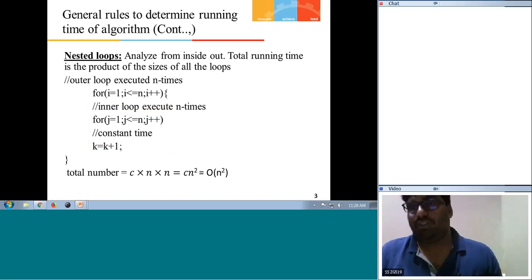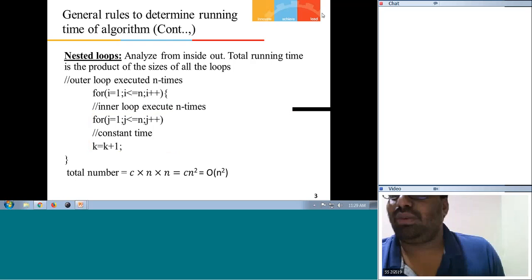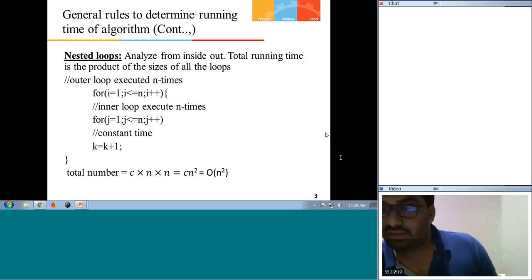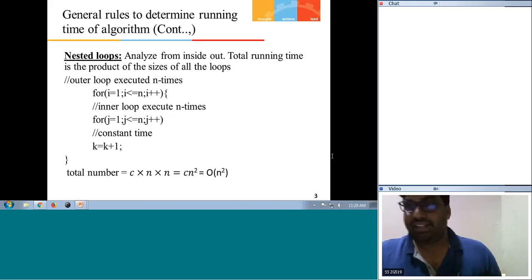Now someone had a question. Instead of writing order of n square, can I write order of n m? You can write it, but it is always advisable to write order of n square or order of m square, not in terms of order of n into m. That is correct, but still you have to write order of n square to avoid ambiguity. For loops, we always try from inner to outer.